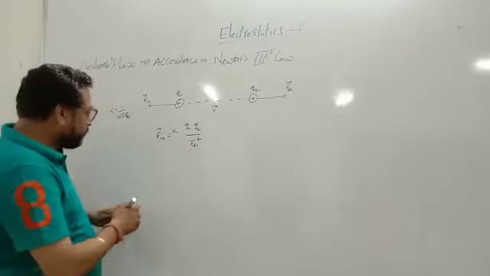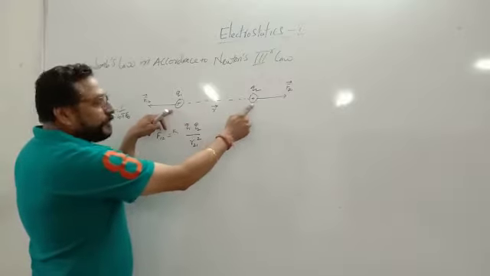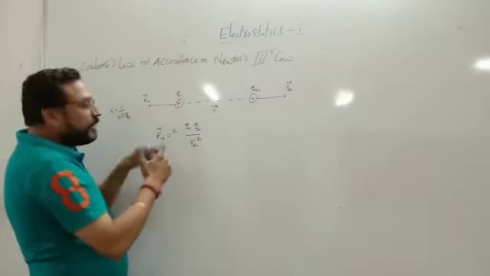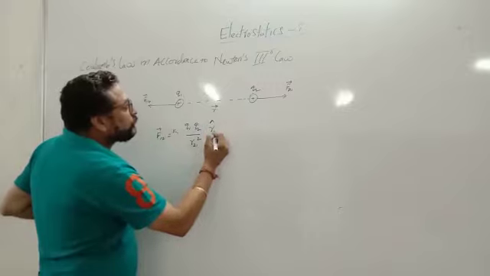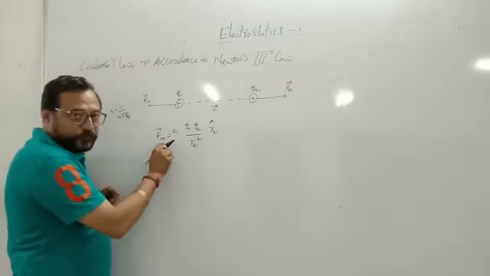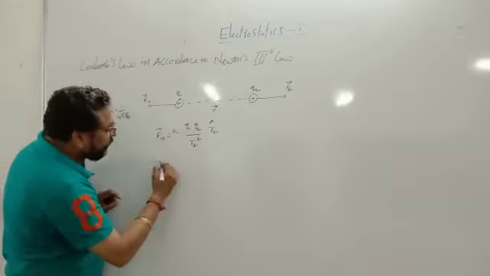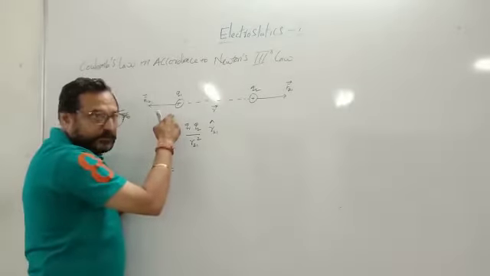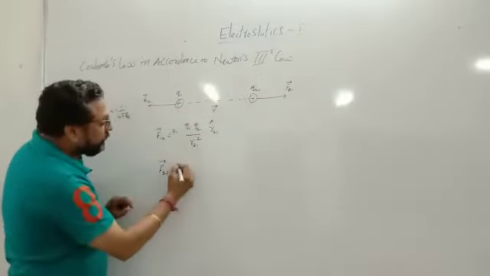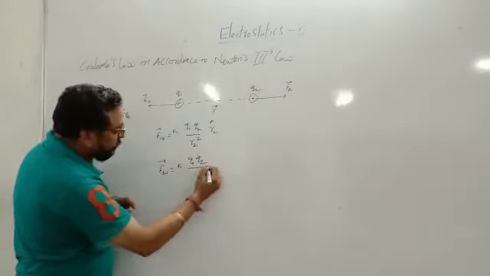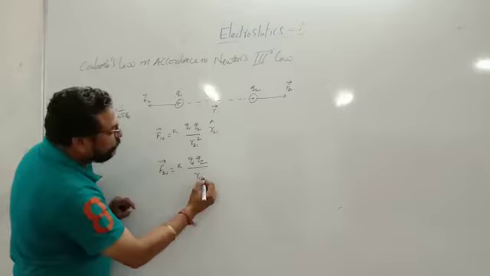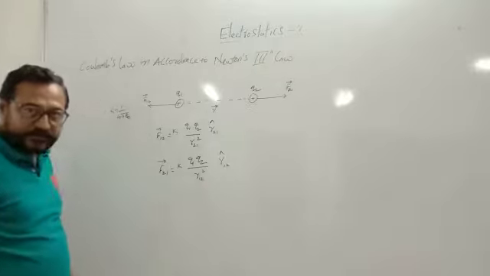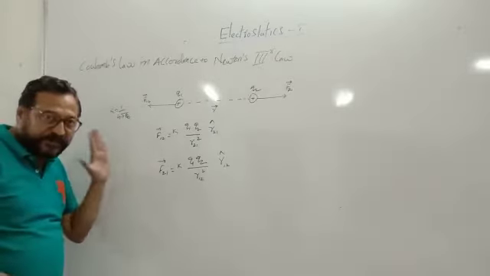21 means the force on 1 is applied by the second. Then the distance is from second to first, and the unit vector is 21. This is the force on first. And for the second, F21, what is F21? It means the force on the second due to the first, repulsive. Again K Q1 Q2 upon R12 square into the unit vector of 12. This is basically the vector form of Coulomb's law.